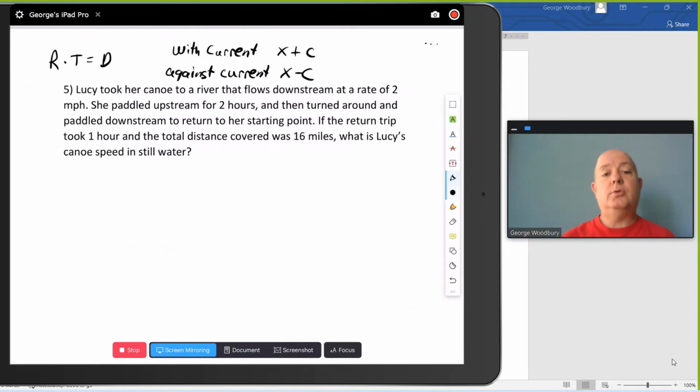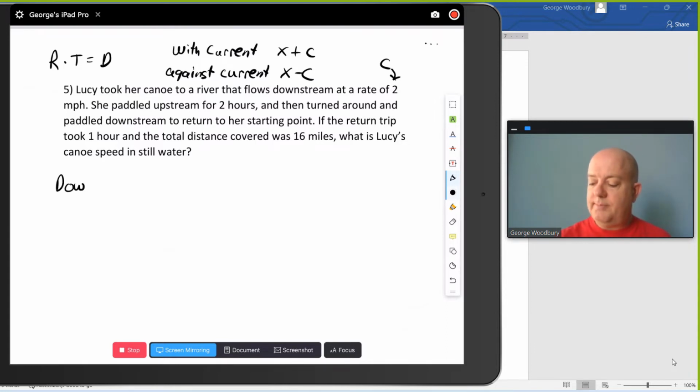Lucy took her canoe to a river that flows downstream at a rate of 2 miles per hour. So that's the current of the river, 2 miles per hour. She paddled upstream for 2 hours, then turned around and paddled downstream to return to her starting point. If the return trip took 1 hour and the total distance covered was 16 miles, what is Lucy's canoe speed in still water?